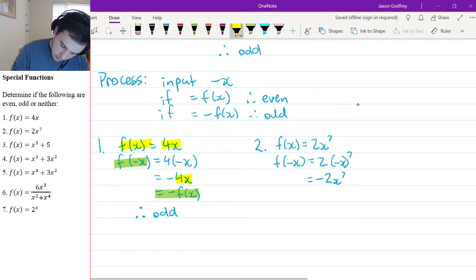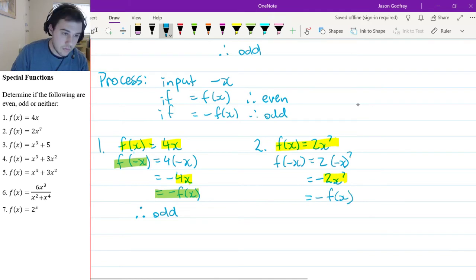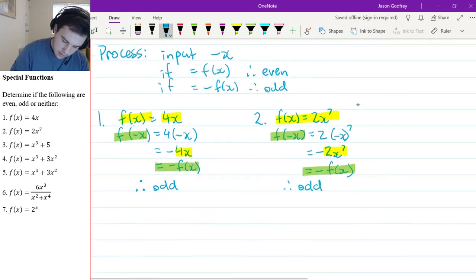And you'll notice 2x to the 7 was our original function, but we've got our negative here, so it's negative the original function. So when we input negative x, we get negative f of x, so therefore this function is odd as well.